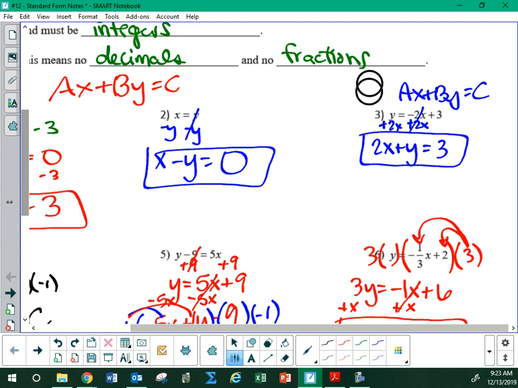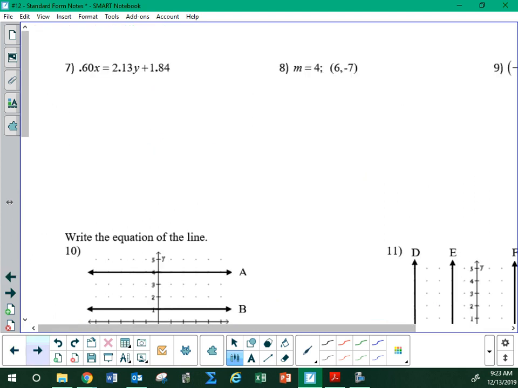Okay, let's flip it to the back side so we can do a little more of the decimals there for number 7. You have to do this on a graph too. Those ones are really easy.